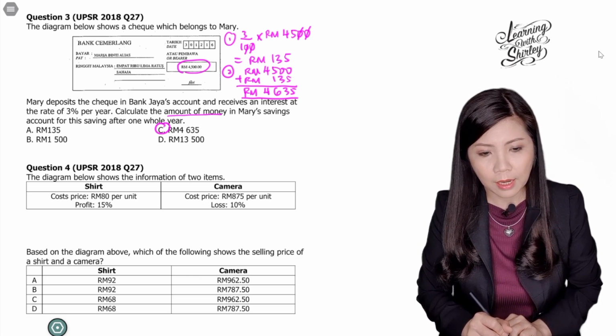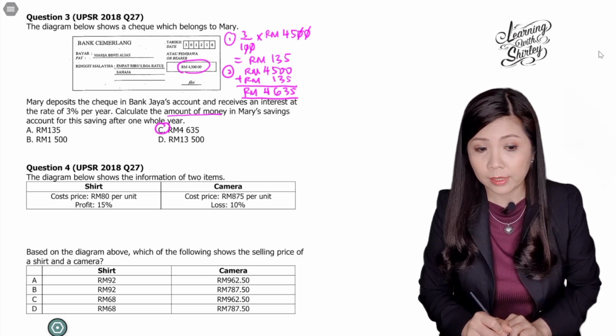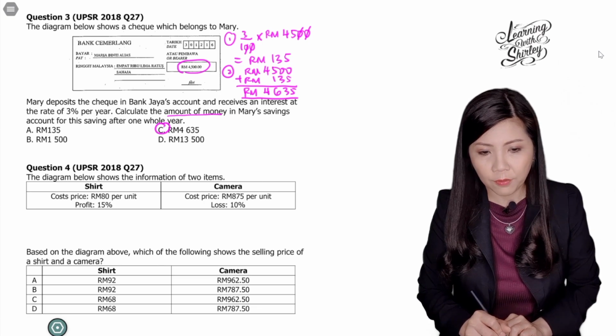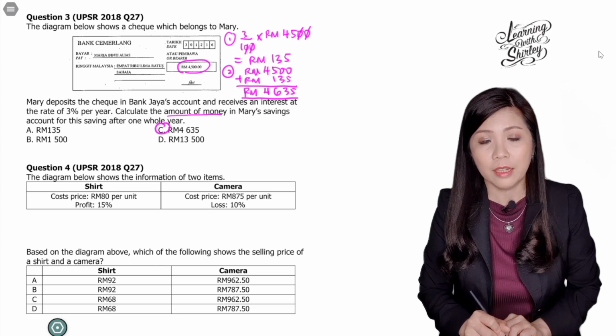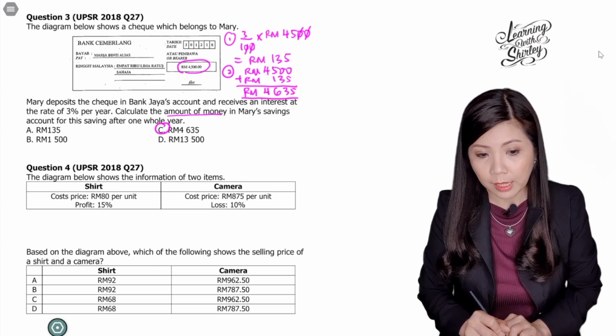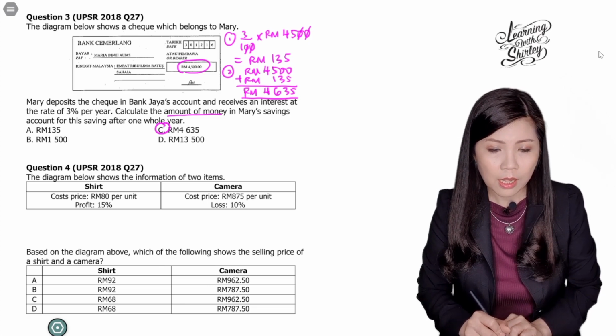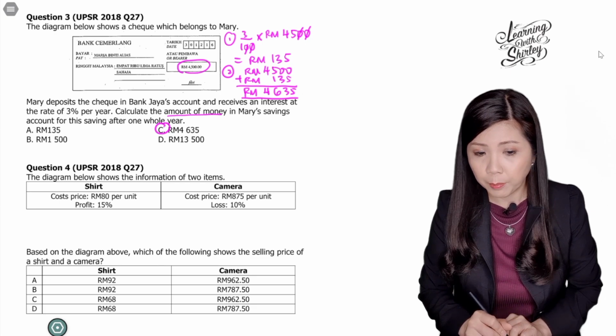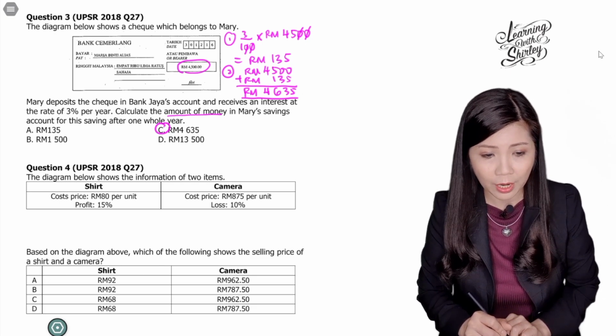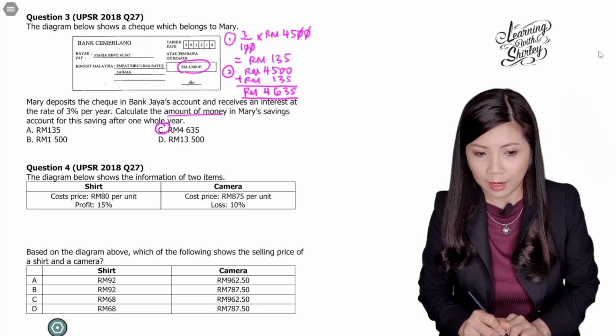So this is UPSR 2018, question 27. So the diagram below shows the information of two items. So for the shirt, the cost price is 80 ringgit per unit, and the profit is 15%. Then camera is cost price is 875 ringgit per unit, and the loss is 10%. So based on the diagram above, which of the following shows the selling price of a shirt and a camera?